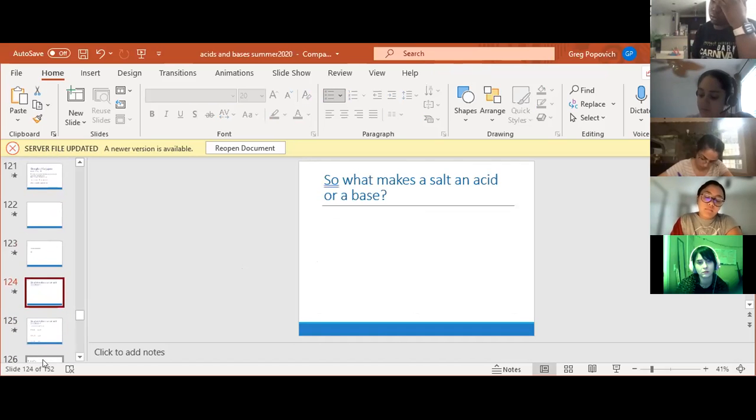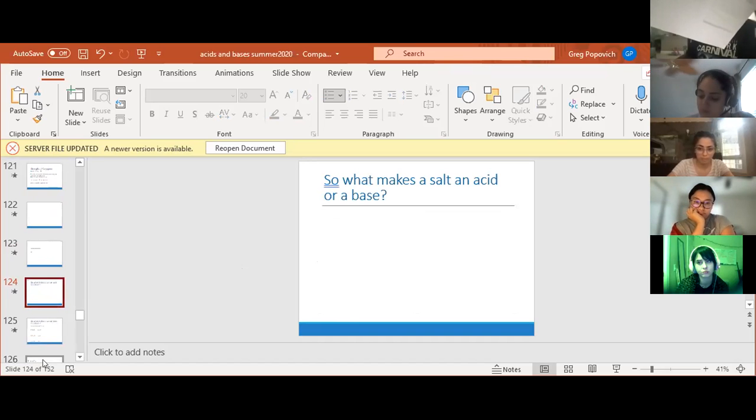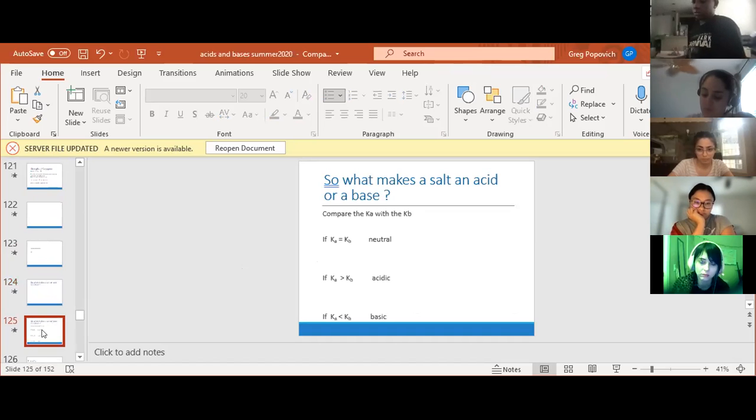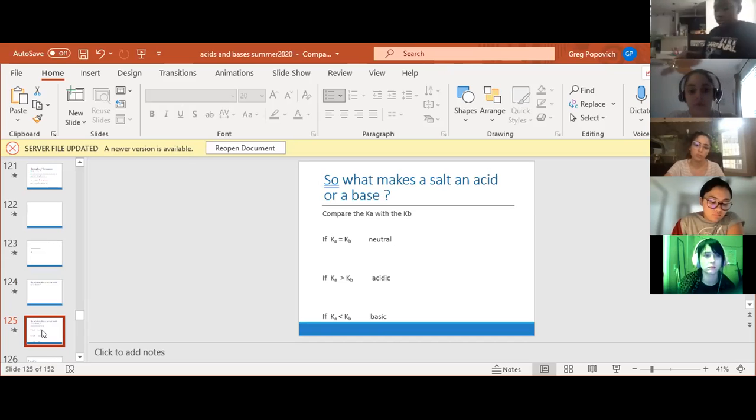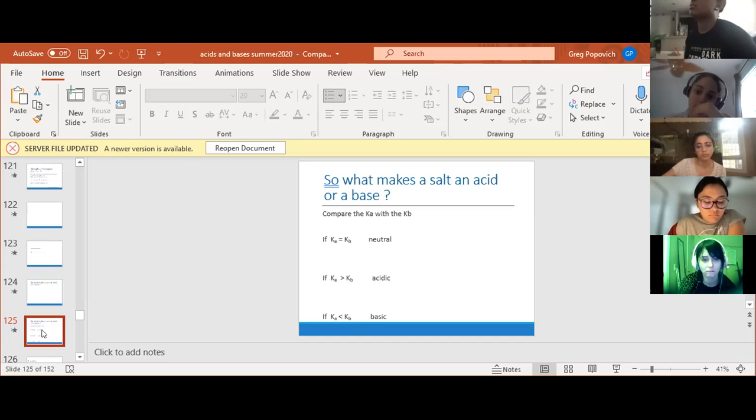So what makes a salt an acid or a base? Basically, you have to look at the Ka values. If Ka equals Kb, the salt is neutral. If Ka is greater than Kb, it's acidic. If Kb is greater than Ka, it's going to be basic. So remember, this is not the Ka of the weak acid. This is going to be the Kb of the conjugate base.